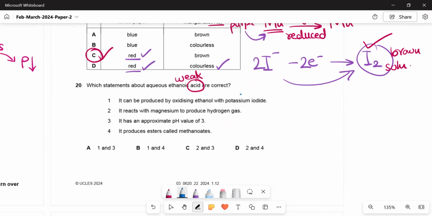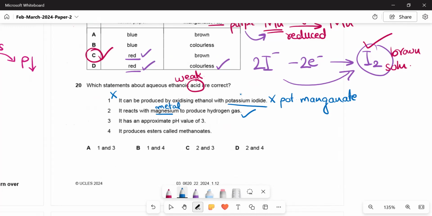So which statement is correct? It is produced by oxidizing ethanol. It is, but not with potassium iodide. Here we will use acidified potassium manganate to oxidize ethanol to produce ethanoic acid. So statement 1 is wrong. Statement 2, it reacts with magnesium to produce hydrogen gas. Yes, that's a typical property of an acid, that whenever an acid reacts with any metal, it gives hydrogen gas. So this one is correct.